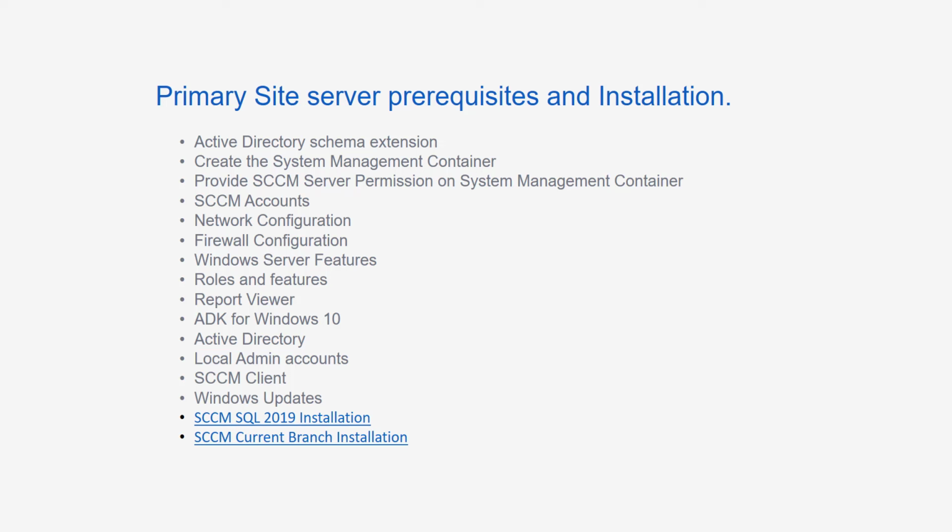Firewall configuration, we have to make sure that firewalls are open. Windows features, roles and features that we need to install. Report viewer, we need to install ADK for Windows 10, and then some local admin account that we need to create, and some client setting that we need to do. And post that, we make sure that our Windows server is fully updated and patched.